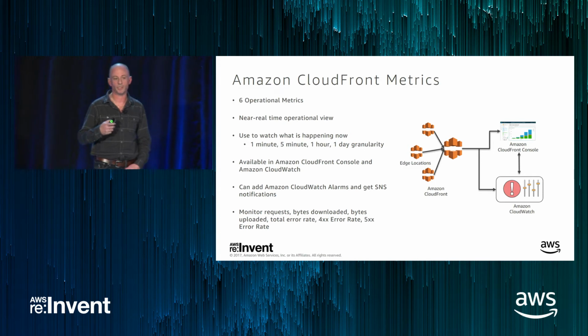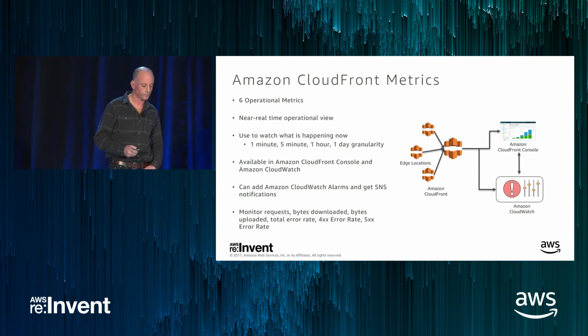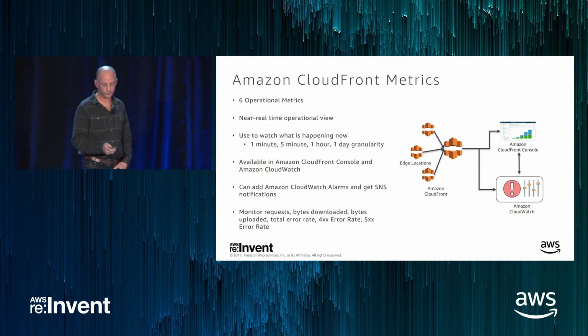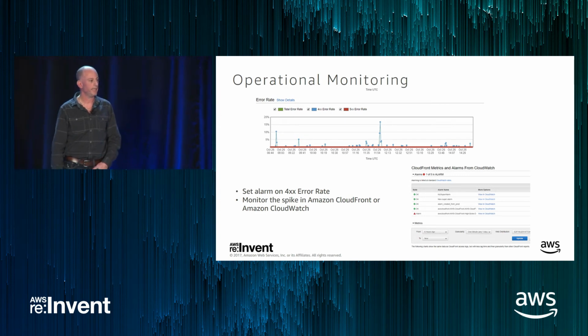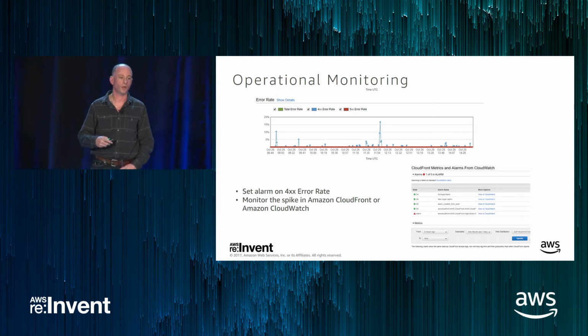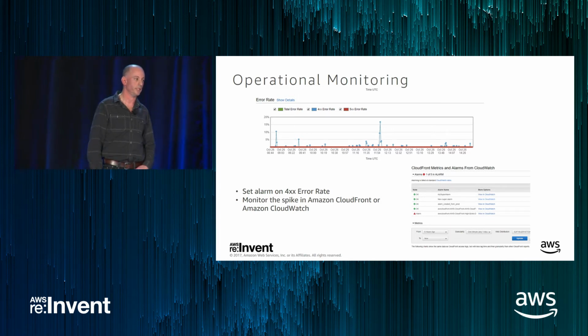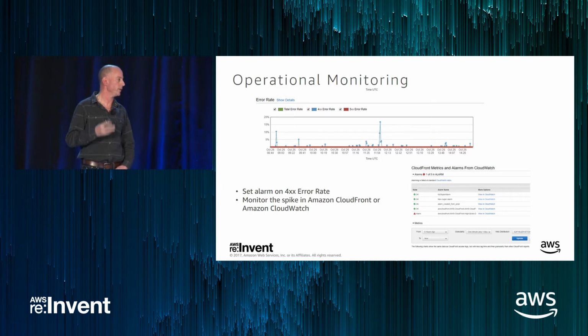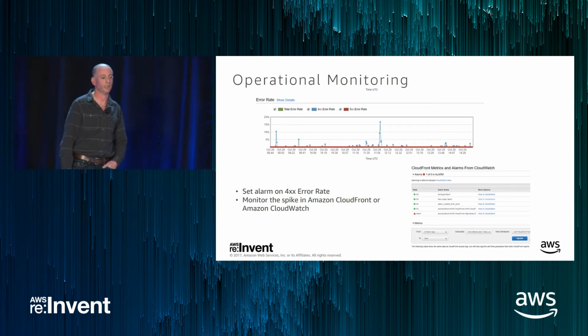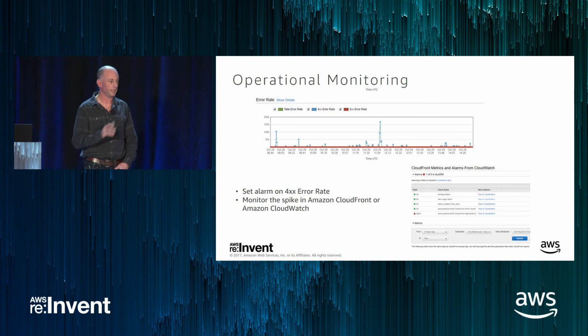These metrics are available in the CloudFront console and the CloudWatch console. And we monitor things like requests, your bytes downloaded, and your error rate. Because it is a CloudWatch metric, you get all the benefits of CloudWatch as well. So for example, you can set alarms on these metrics and, when they exceed a threshold, have them notify you through something like SNS. That will allow you to react to the events that are happening on your service right now. The idea behind all of this is operational monitoring.